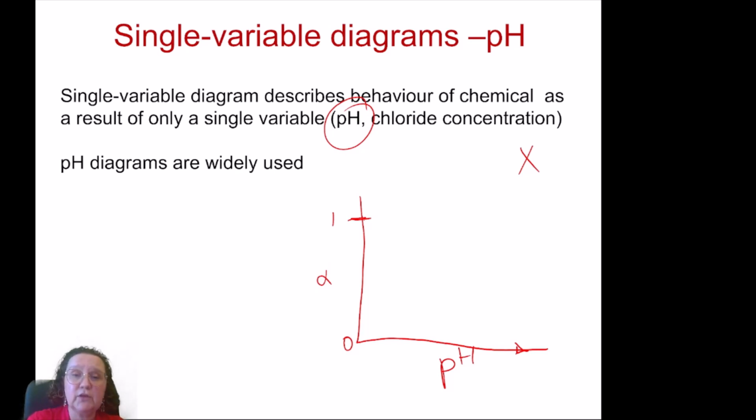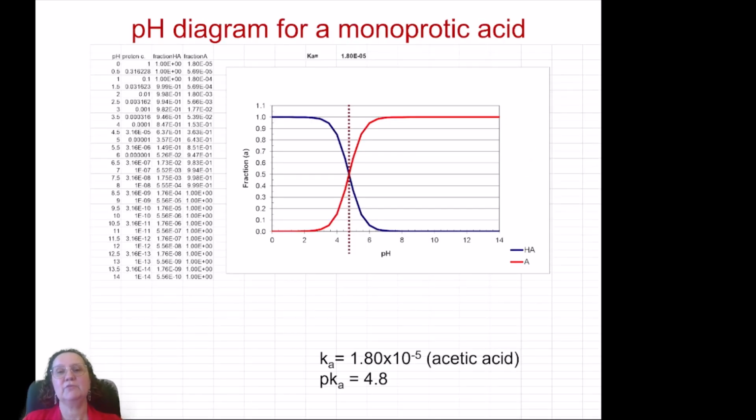For example, you could have something like this. It can have different shapes depending on the behavior of that species, and that allows you to track, at any pH you can think of, the proportion of that compound in that particular form in the environment. pH diagrams are very popular because they're very easy to construct, and I will tell you in a second how you can make them.